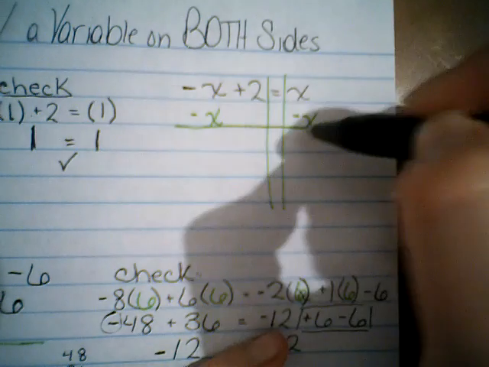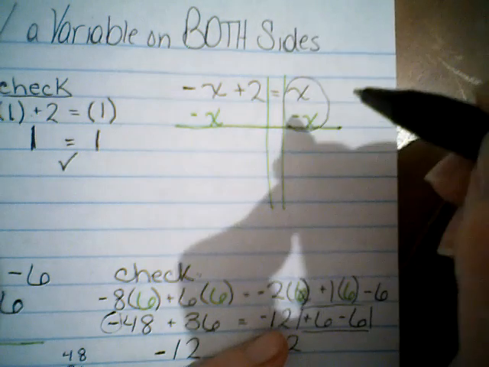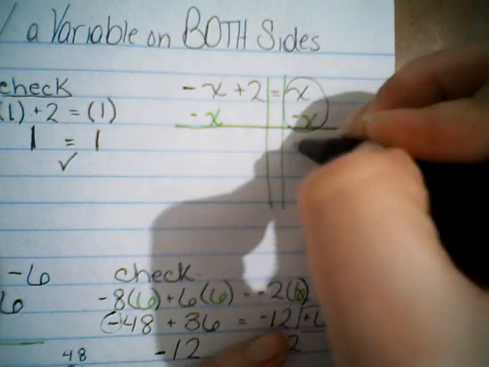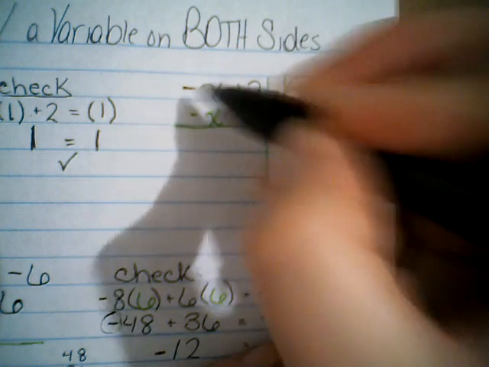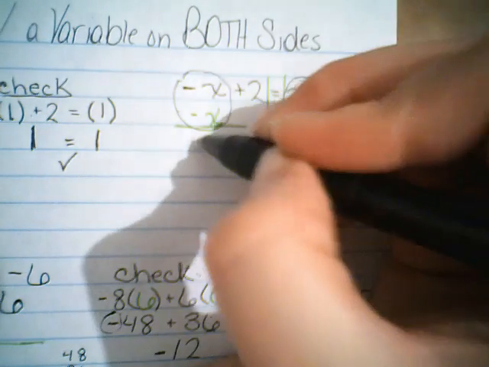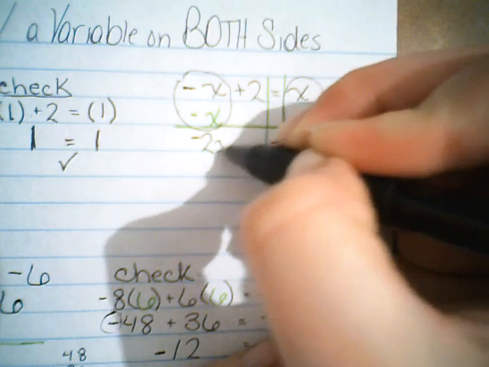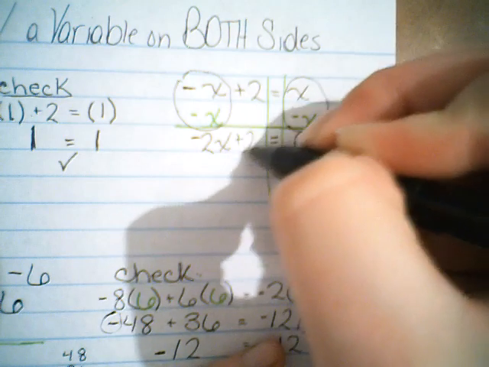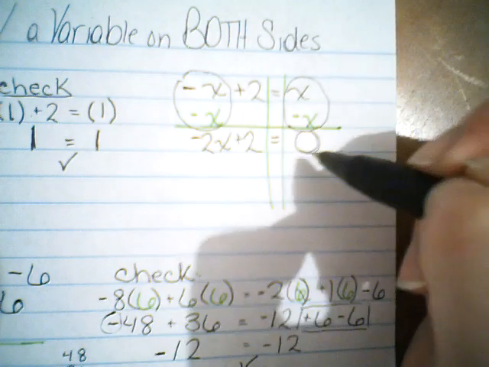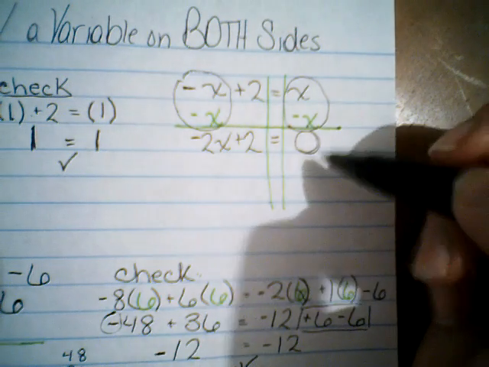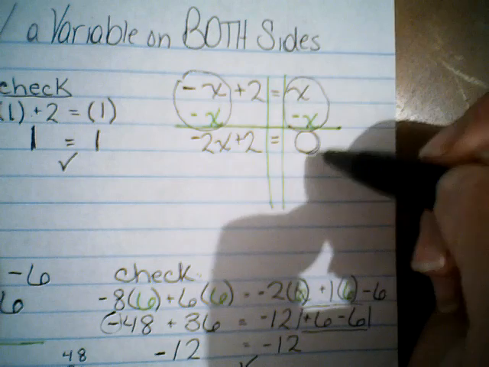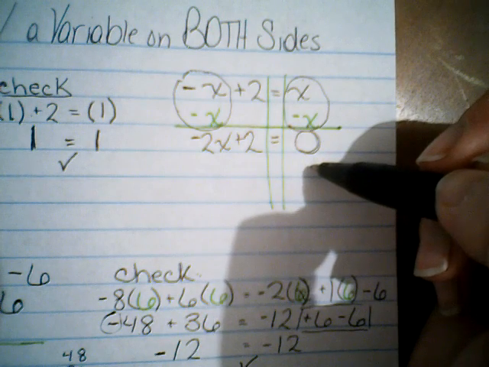So positive x and a -x, that does make a 0 pair. It is the only thing over here, so you have to write that 0. The equal sign comes down. A -x and a -x make a -2x. The positive 2 comes down. Now this is where a lot of you run into trouble. You lose one side of your equation, and you can't do that. You have to keep both sides.